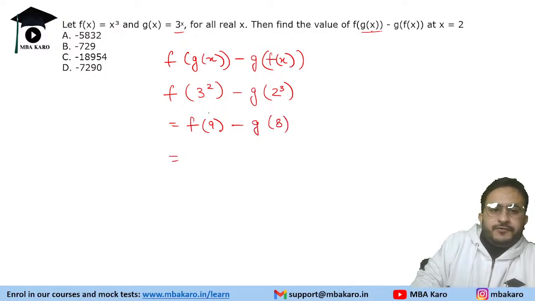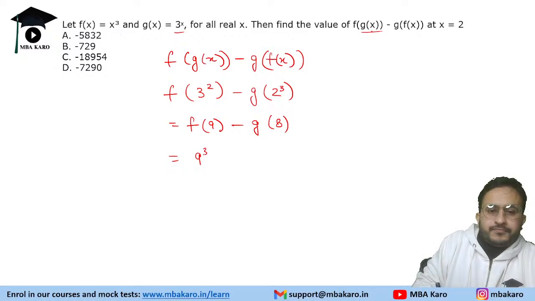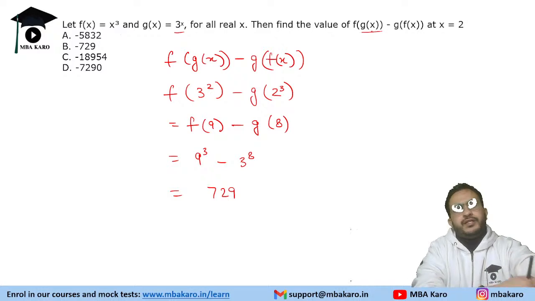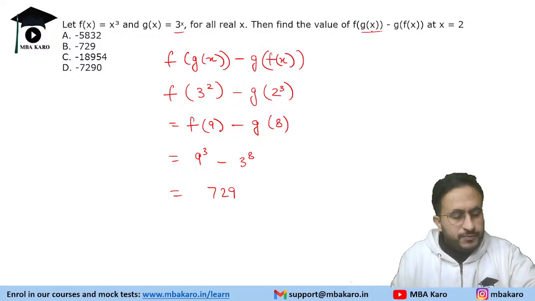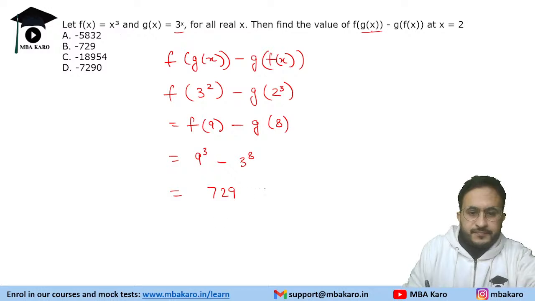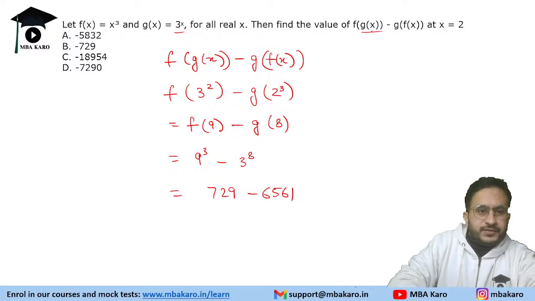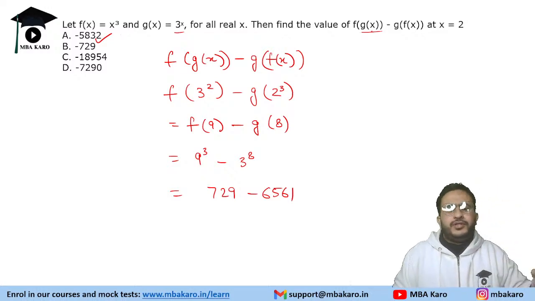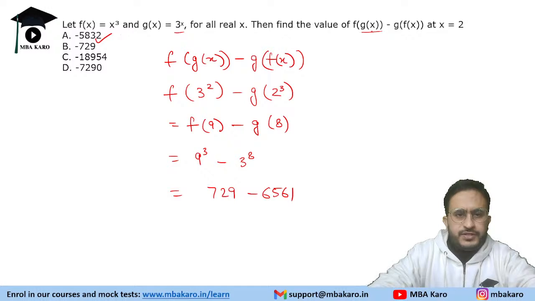Okay. So f of 9 is 9 cube and g of 8 is 3 raised to the power 8. So 9 cube is 729, and 3 raised to the power 8: 3 square is 9, fourth power is 81, and 3 to the 8 is 6561. So 5800-something should come, minus 5832. Okay, simple question. You just had to put the values of the function and calculate it.